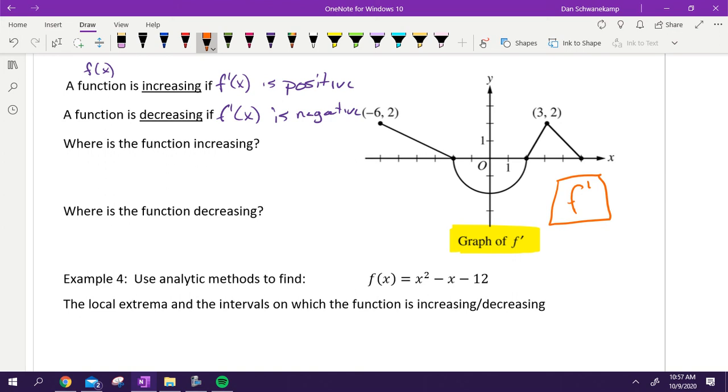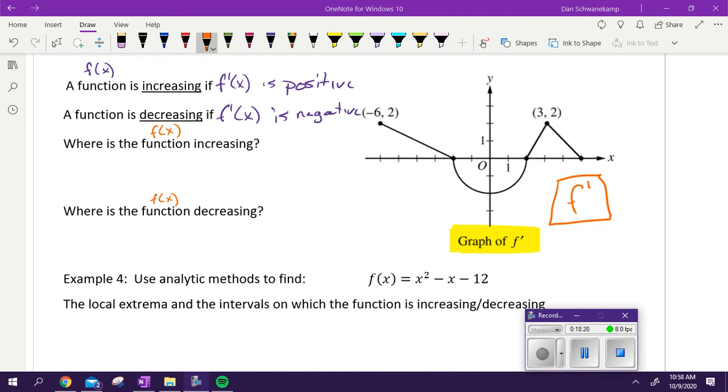That is a graph of f prime. We are trying to figure out where the function, and I should have written this, but where the function f of x, not f prime of x, is increasing? And where is f of x decreasing? It should be an interval. Talk with your neighbor. See if you can answer those two questions.